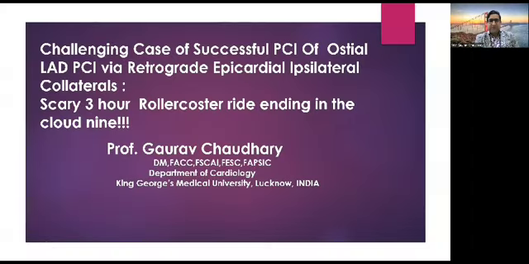In this session, I will discuss how to approach the CTO retrograde by ipsilateral epicardial collaterals. Epicardial collaterals are many times very fragile and difficult to negotiate. So this is a case where the LAD ostial CTO was dealt with via the retrograde epicardial ipsilateral collaterals.